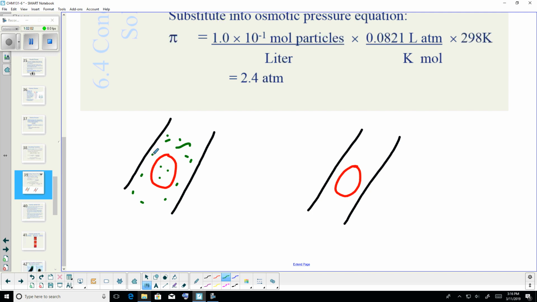So the water, which is the solvent, is going to go from where to where? Yeah, it's going to go from inside the cell to outside. What's going to happen to the cell as you remove the water? It shrinks. That's a process called crenation. And you die.